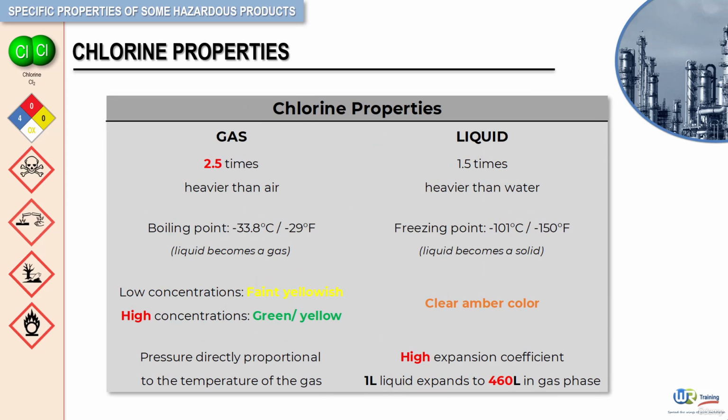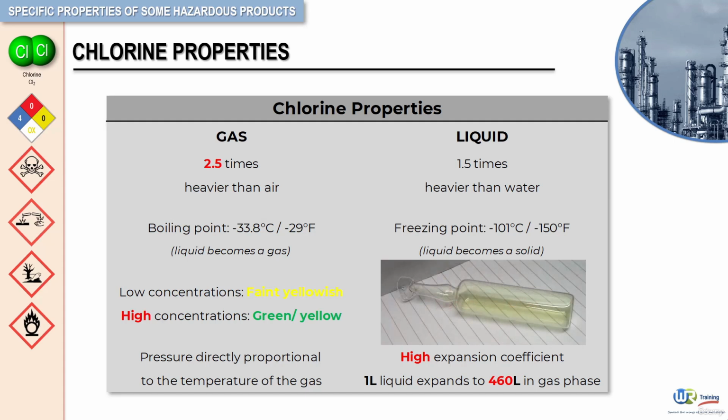Liquid chlorine becomes a gas at negative 29 degrees Fahrenheit at atmospheric pressure. Liquid chlorine has a clear amber color, while chlorine gas will exhibit a faint yellowish color at low concentration and greenish yellow to green at higher concentrations.